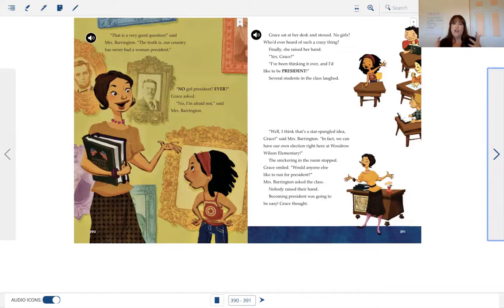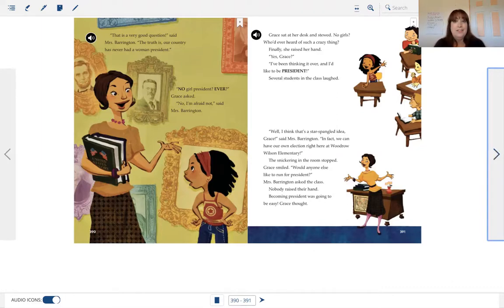So, no girls! Who'd ever heard of such a crazy thing? Finally, she raised her hand. Yes, Grace? I've been thinking it over, and I'd like to be president. Several students in the class laughed. Not very nice. Well, I think that's a star-spangled idea, Grace, said Mrs. Barrington. In fact, we can have our own election right here at Woodrow Wilson Elementary. The snickering in the room stopped. Grace smiled. Would anyone else like to run for president? Mrs. Barrington asked the class. Nobody raised their hand. Becoming president was going to be easy, Grace thought.